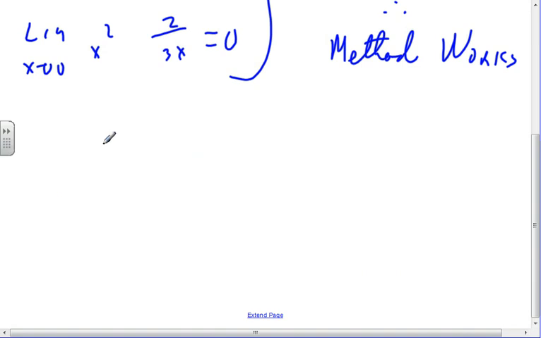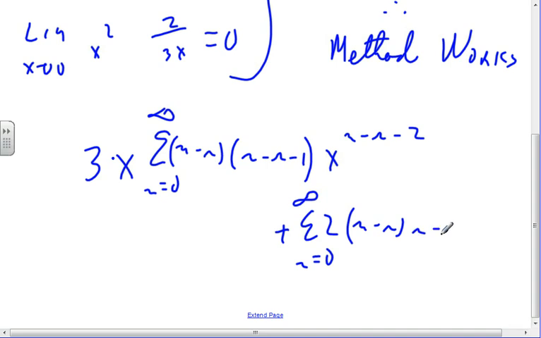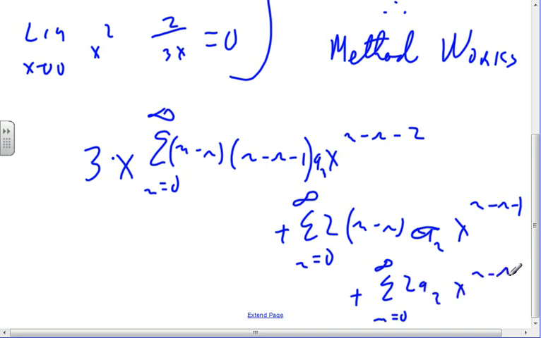Okay, so I've got number 20. I've got 3x summation n equals 0 to infinity, n minus r, n minus r minus 1, x to the n minus r minus 2, plus summation n equals 0 to infinity, 2, n minus r, we forgot the an, x to the n minus r minus 1, plus summation n equals 0 to infinity, 2an x to the n minus r is 0.